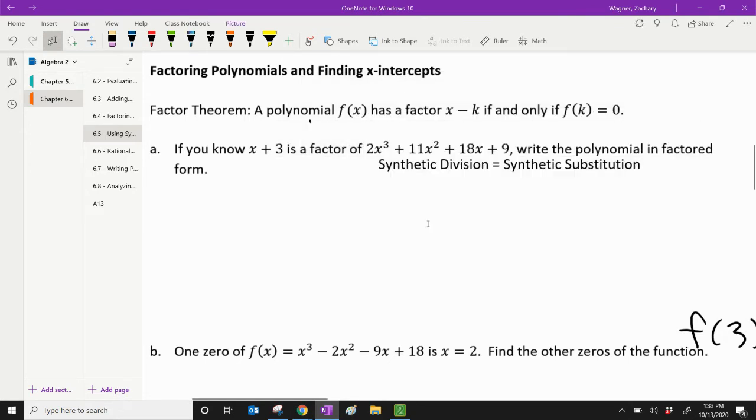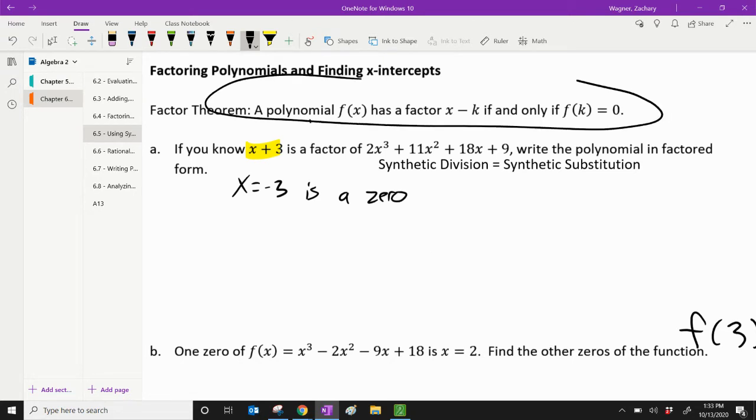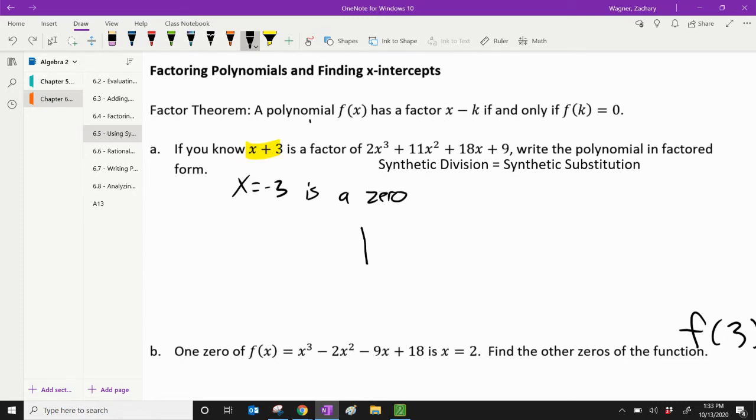Let's put this over here. So basically, if x plus 3 is a factor, x equals negative 3 is a 0. That's what that means right there. That's what this factor theorem tells us. Which means I'm going to take this polynomial and pull out that negative 3. Negative 3 is a factor. These are my coefficients, 2, 11, 18, and 9.